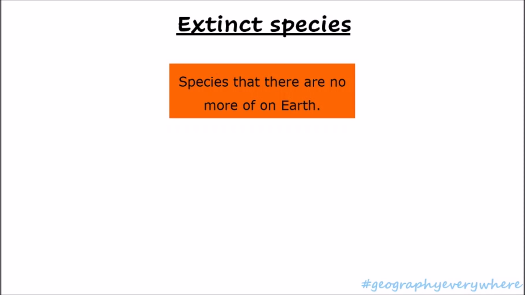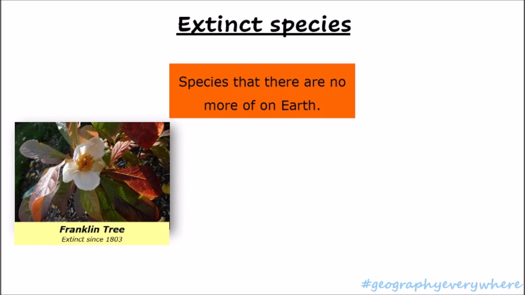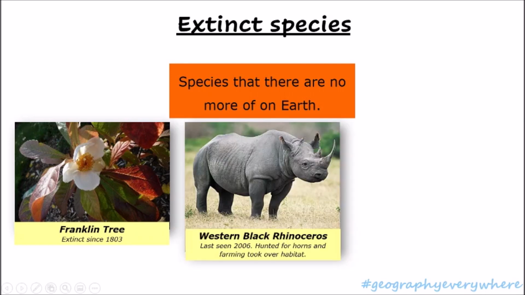We also have extinct species that there are no more of on Earth. So everyone has heard about the dodo, which is extinct. There are also some species that were extinct recently. There's the Franklin tree, a tree that was found in North America, and it's been extinct since 1803. There's also the western black rhinoceros. This rhinoceros was last seen in 2006. Unfortunately, it was hunted for its horns, and a larger population in the area it was living in meant that there was more space needed for farms, and these farms took over its natural habitat. It was officially declared extinct in 2011.